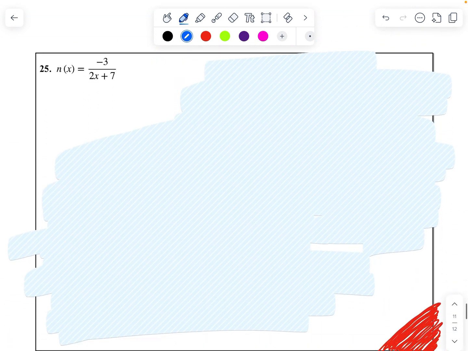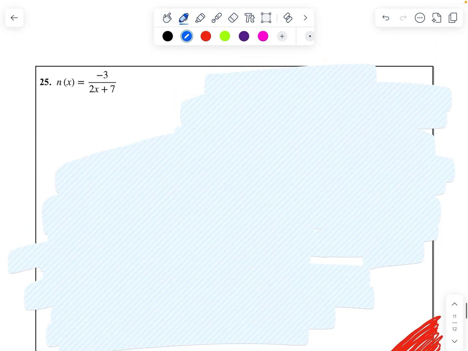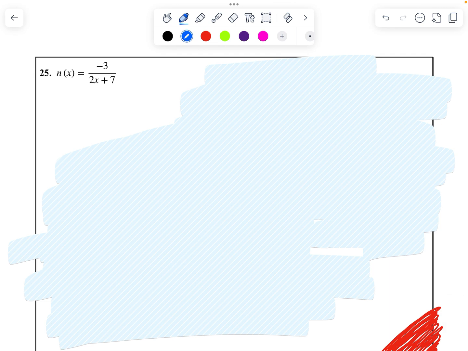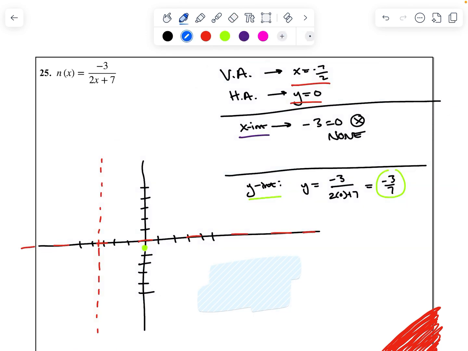All right, I believe we only have one more. This is another one you should definitely try. Pause it. I'm going to count to 5, and then I'm going to unhide it. This is all your work here.